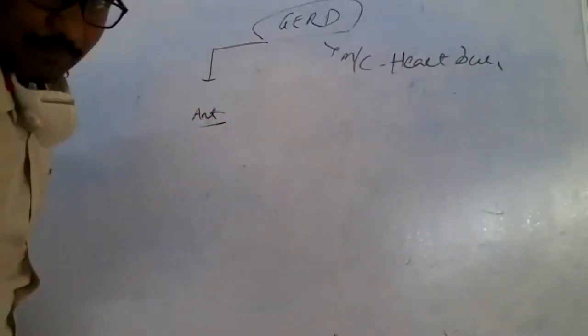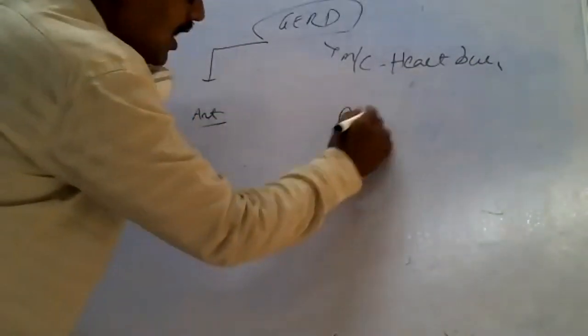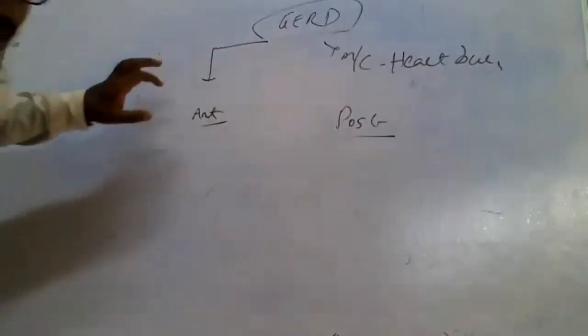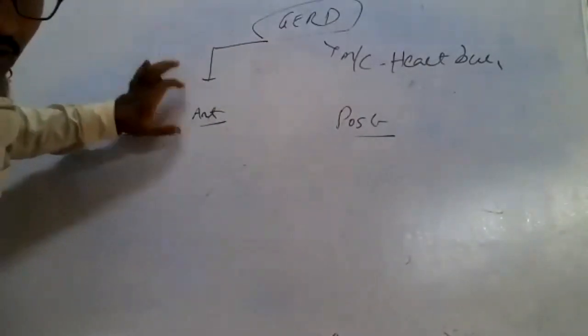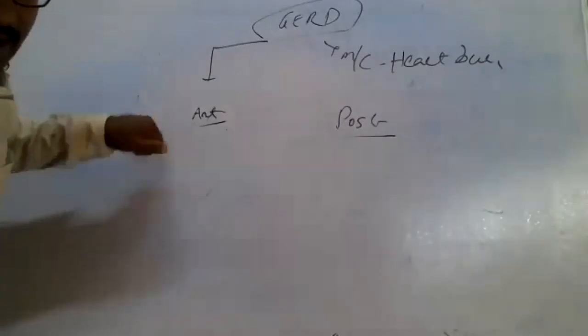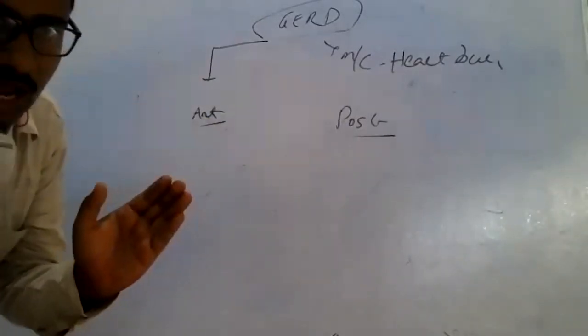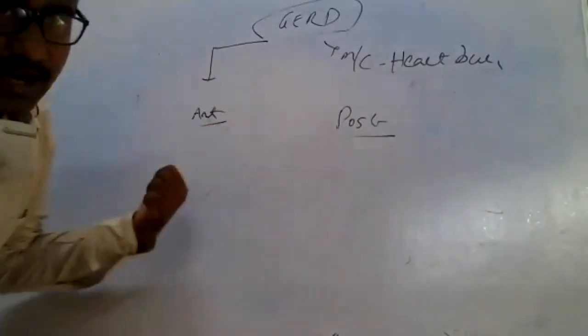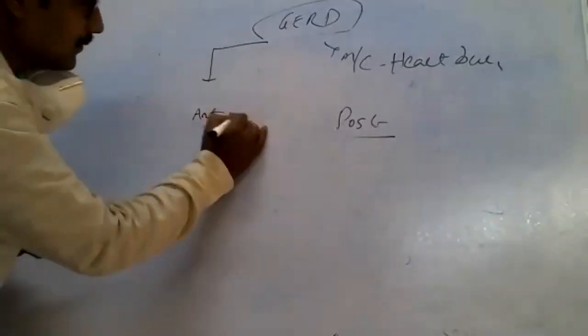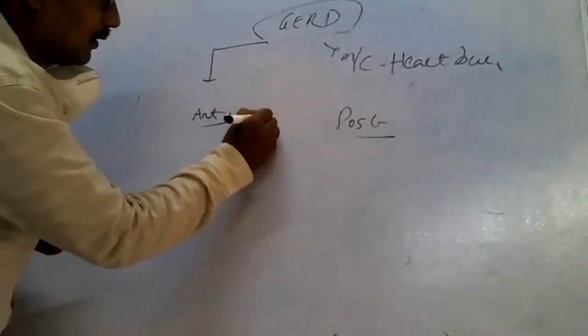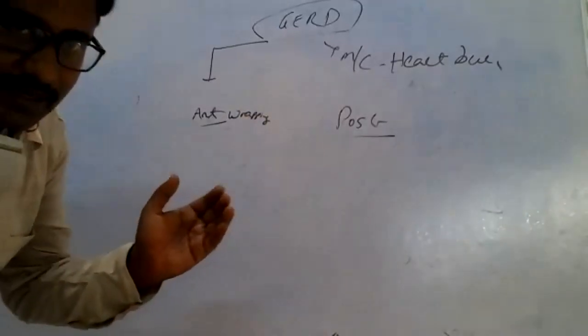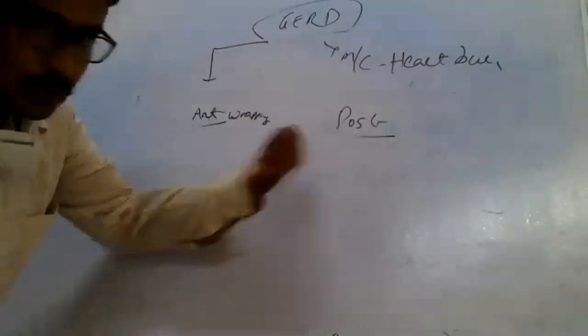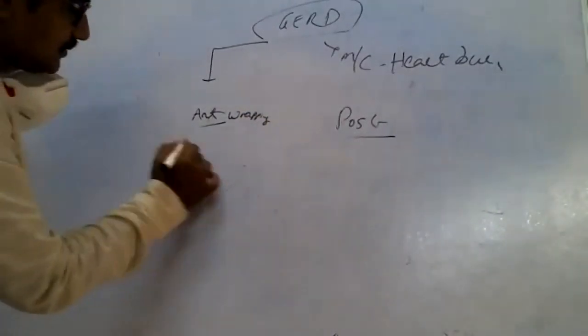This is anterior wrapping. This is posterior wrapping. That is the wrapping of the fundus around the lower esophageal sphincter. If you wrap the fundus anteriorly, it is called anterior wrapping. If you wrap the fundus posterior to the esophagus, it is called posterior wrapping. So write down the names.